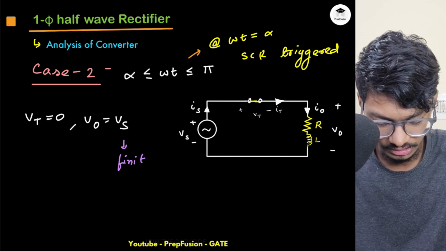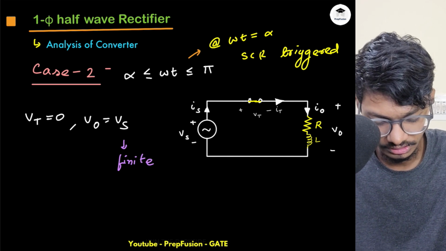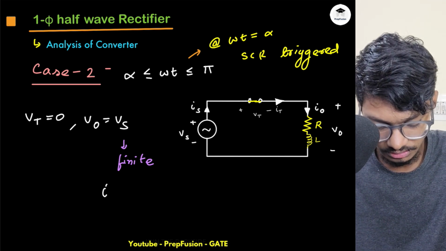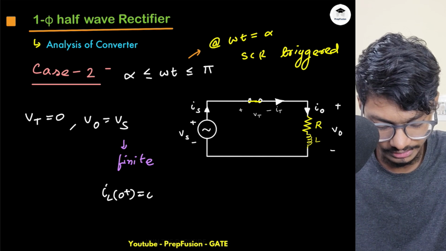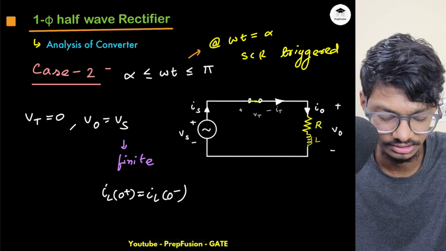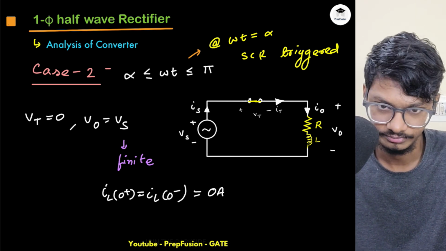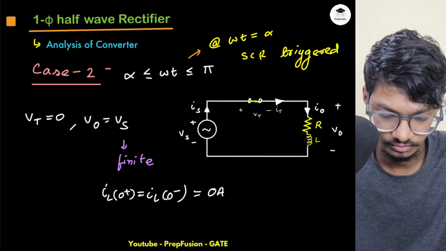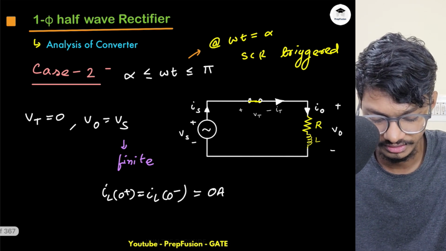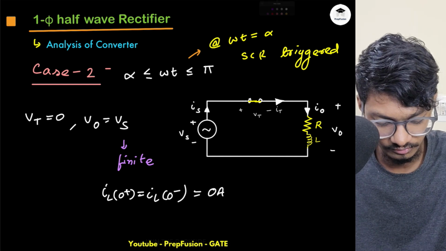So what can I say? If this is some finite value, then I can say that IL 0 plus will be equal to IL 0 minus, because no infinite amount of voltage is getting applied across the inductor. Hence this will be only 0 amperes of current, right? Because IL 0 minus was 0. So current will increase obviously as this VO is equal to VS. Hence my VL will be what?